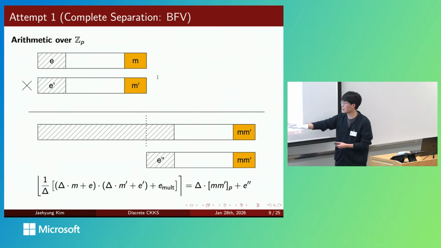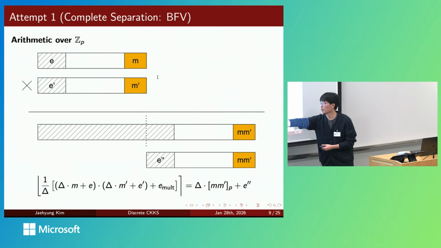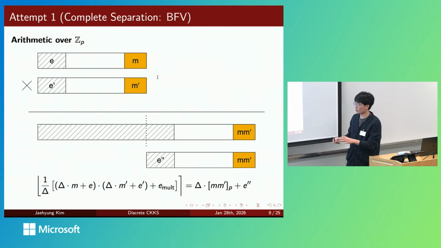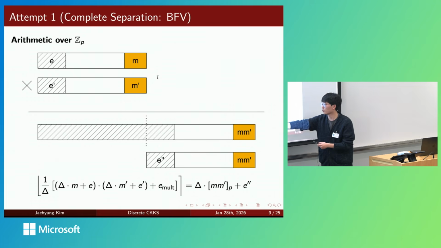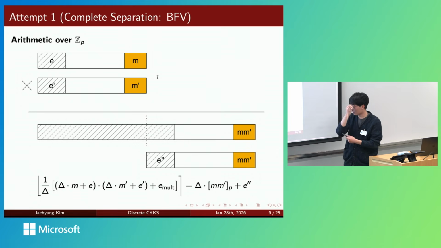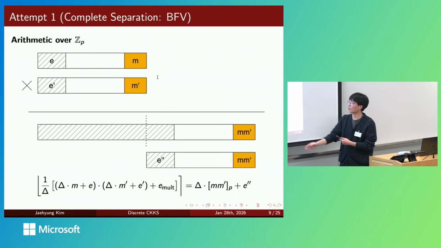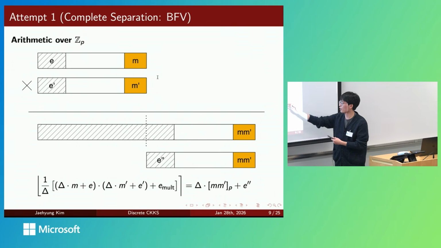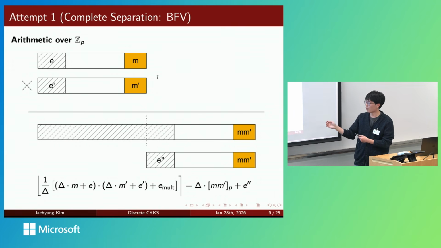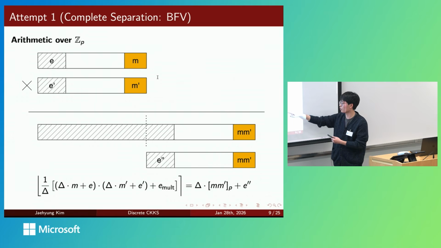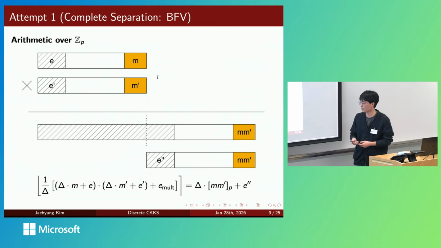So if you write this down as a formula, then we introduce a scaling factor delta, which puts your message in the most significant bits. And if you multiply these scaled noisy messages, divide by delta and round, then rounding operates like cutting the error at this point, and you get a noisy product message, which has your product in the most significant bits.